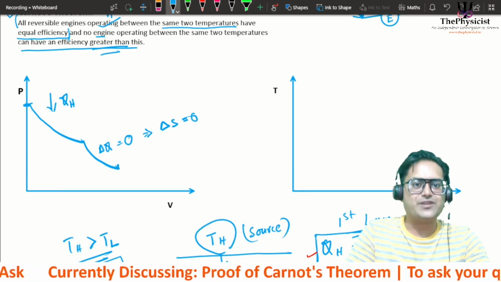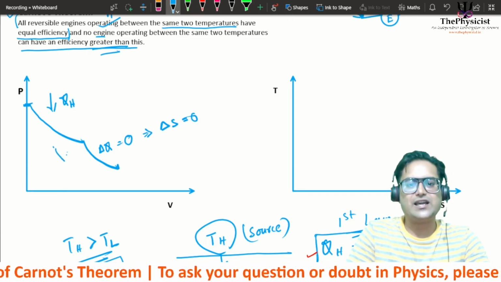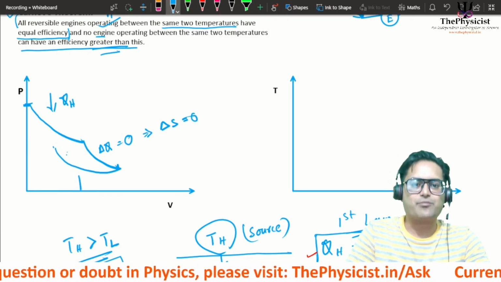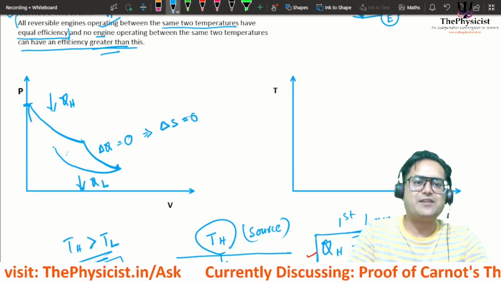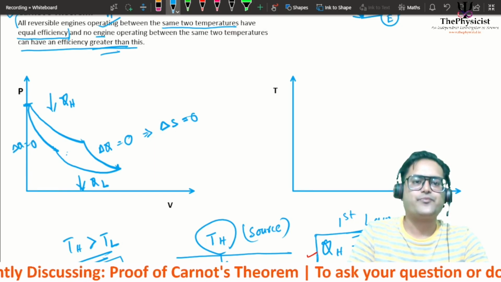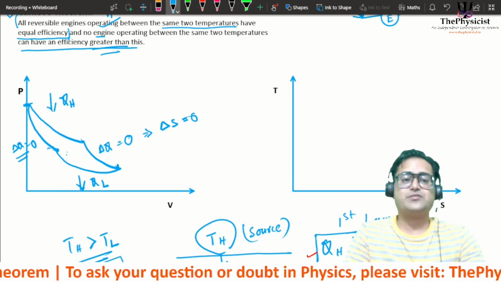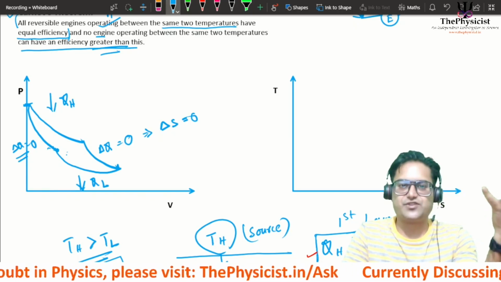Adiabatic. Now, from this state, it goes through an isothermal compression. Compression means it's rejecting heat QL, and then adiabatic, where delta Q is equal to 0. No change of heat. Adiabatic means there is no heat supplied or taken out of the system, no heat exchange with the surroundings.